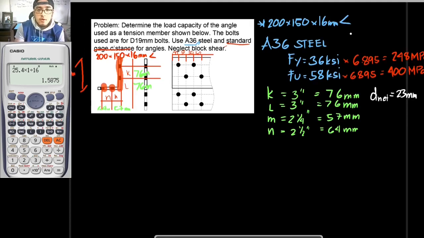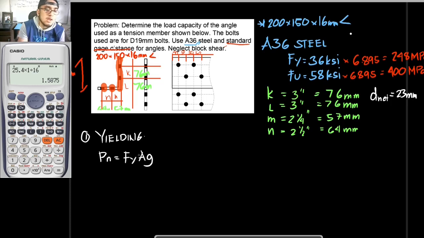So now that we have already listed all the parameters needed for our problem, the first thing that we should solve now is the gross sectional yielding strength. So just like the last time, for us to get the nominal strength for yielding, that would be Pn is equal to Fy times Ag. Ayan. Ano ba yung meron na tayo? Meron na tayong Fy. Do we have our Ag? Not yet. Let's solve for Ag.